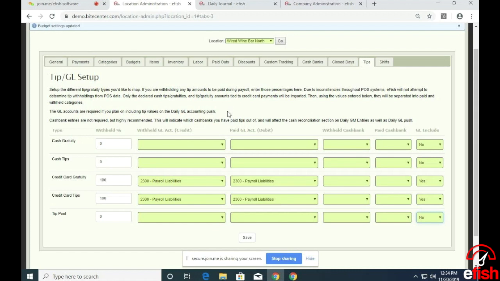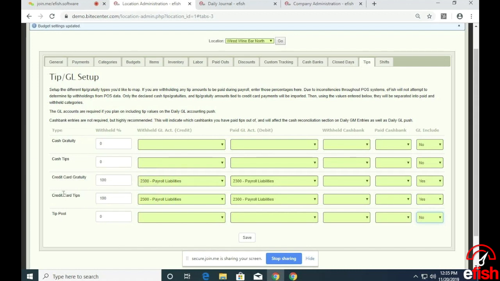And I'm going to go over an example here, where you pay out all of your tips in cash to your employees every night, but you withhold and pay credit card tips or credit card gratuities to your employees at payroll. Now, you can have any combination that you would like with this interface. You're able to say cash gratuities are either withheld or paid, cash tips withheld or paid, and you can even determine what percentage that is.